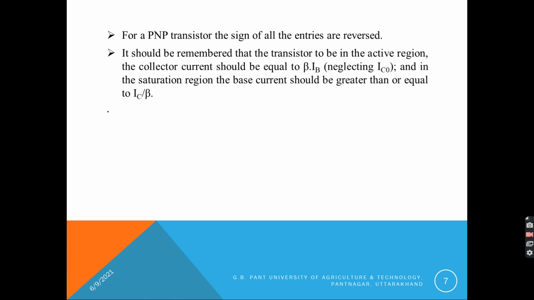It should be remembered, as we have already discussed earlier, that for the transistor to be in the active region, the collector current should be equal to beta times IB, if we neglect ICO, the reverse saturation current for the collector. In the saturation region, the base current should be slightly greater than or equal to IC upon beta.